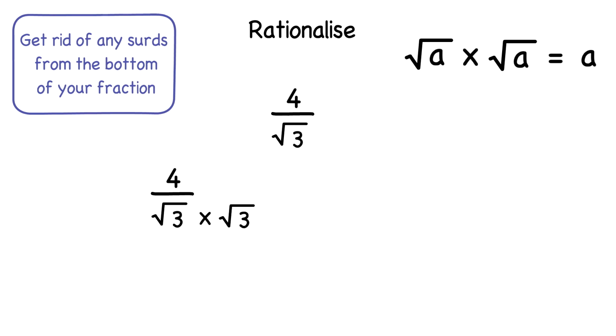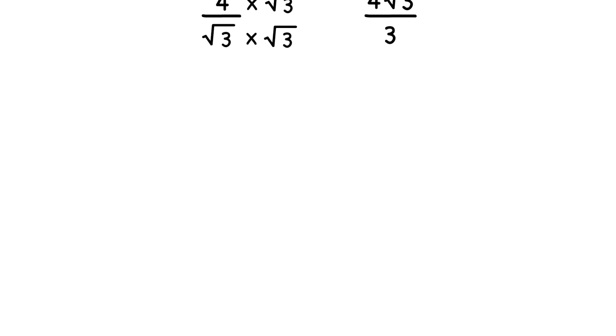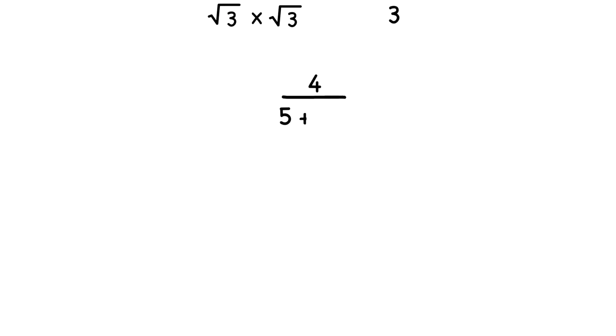But just like in any fraction, we have to do to the top whatever we do to the bottom. Now we have 4 root 3 over 3. And that's our fraction rationalised. Often questions will be a little bit harder than this though, and you will have something more than just a single surd on the bottom.